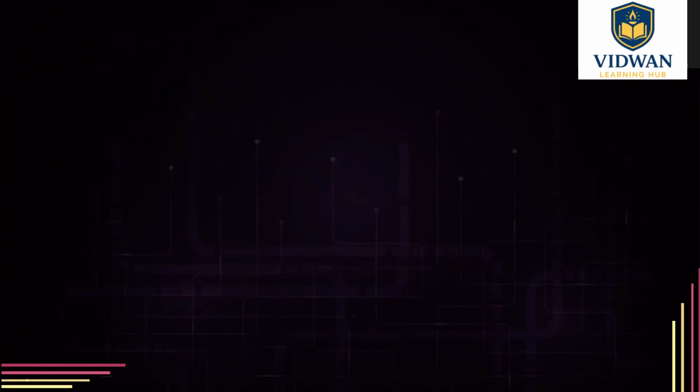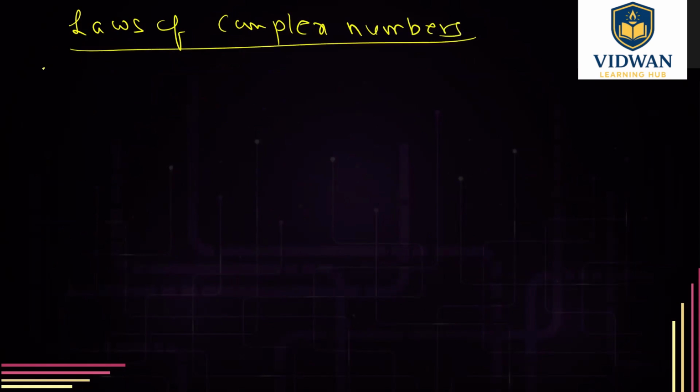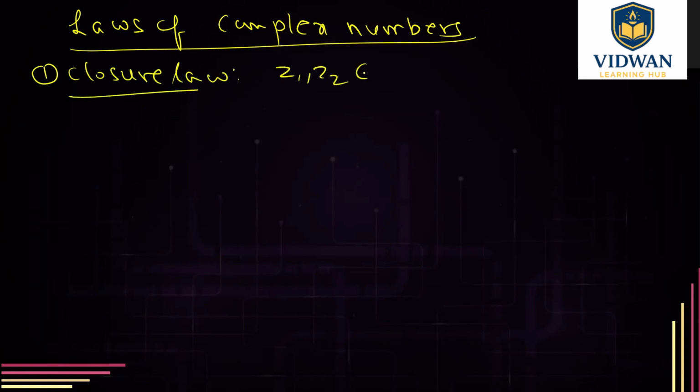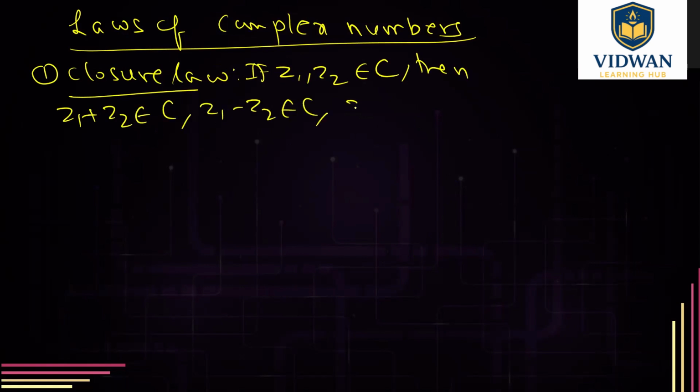Now, after these algebraic operations, we have something called laws of complex numbers. What laws do complex numbers obey? So the first law is the closure law. What it states is if Z1 and Z2 belong to the set of complex numbers, then if you add complex numbers, the result will be complex. Z1 minus Z2 also will be complex. Multiply them, you are getting a complex number. Dividing also will give you a complex number. That means with reference to all the algebraic operations, complex numbers obey closure law.